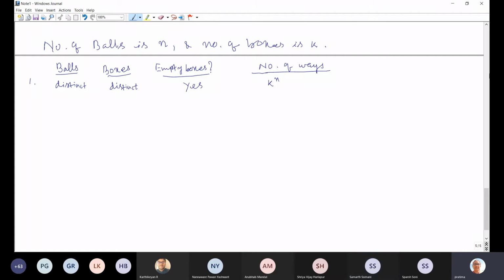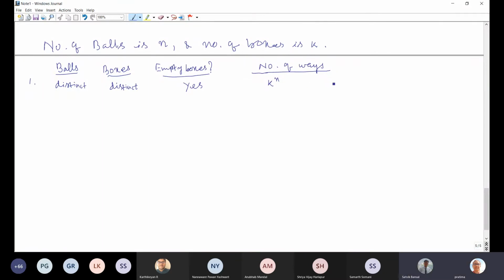Who will tell now? Every ball has k choices. What is your name? Satvik Bansal. Okay, Satvik. So every ball has k boxes in which it can go. So for each ball, k choices. So k into k, that is n times. So k raised to the power n.